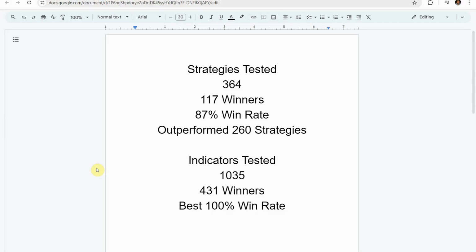Alright, as I said, today we will be testing a scalping indicator. Before we do though, I wanted to put the testing scoreboard up for everyone to see. So to date, we have tested a total of 364 different strategies, with 117 of them being winners. The best one so far was able to achieve an 87% win rate. That was achieved using the Academy of Forex indicator. And so far, since we've been keeping track, it has outperformed 260 of the other strategies that we have put it up against, every single one so far. We've also tested a total of 1,035 indicators, with 431 of them being winners.